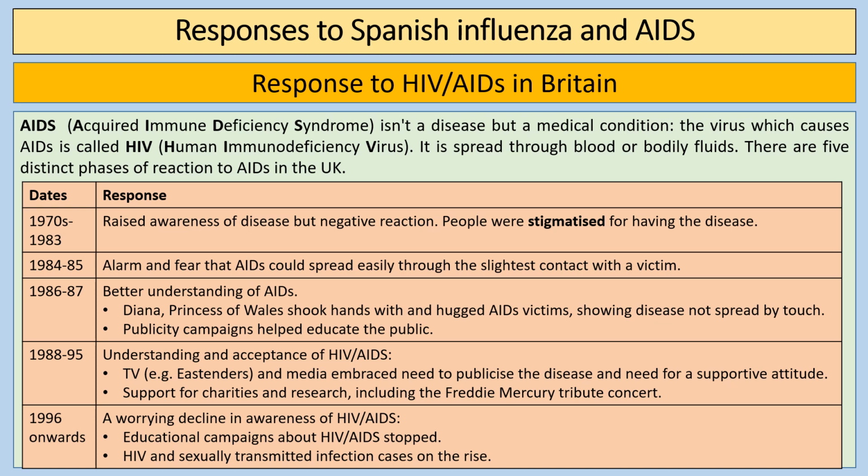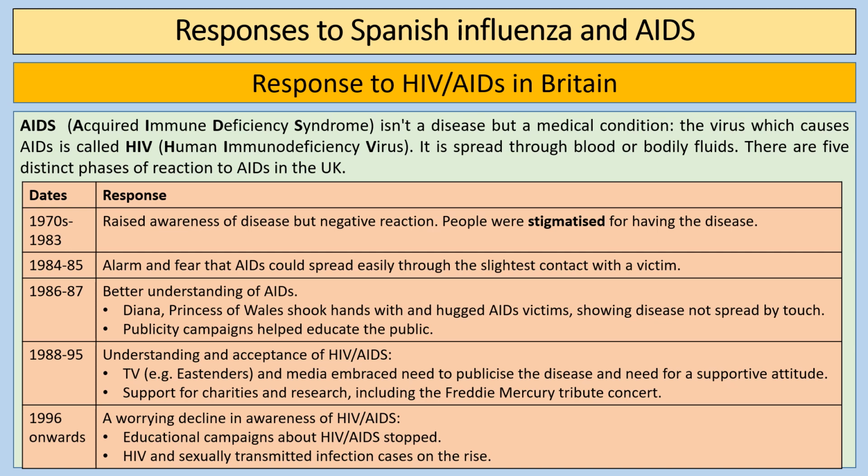1984 to 85, there was a growing alarm and fear of AIDS and that it could spread easily through the slightest contact with the victim. From 1986 to 1987, there was better understanding of AIDS. Diana, Princess of Wales, shook hands with and hugged AIDS victims, showing the disease was not spread by touch. Publicity campaigns also helped educate the public.